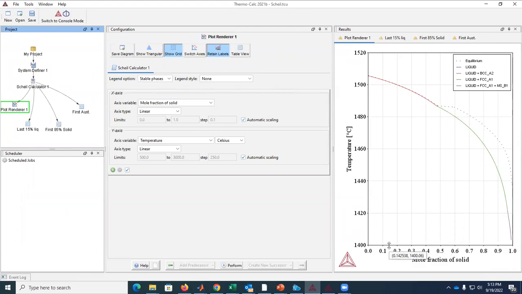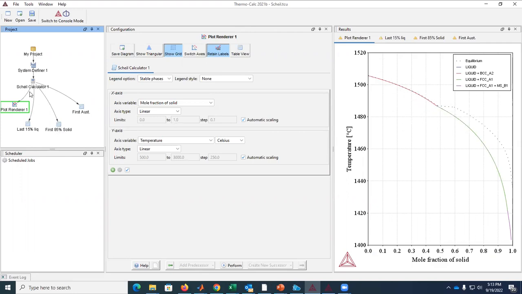But you can come and say, okay, what is the composition of the first 15% of solid to form, right? In this case, you can think, what solid do I want? Delta ferrite, or gamma, or austenite. In this case, it's more interesting to check the gamma, because that's the phase that is going to go from this temperature to the other transformations. Delta ferrite is just for high temperatures, but we can check both.